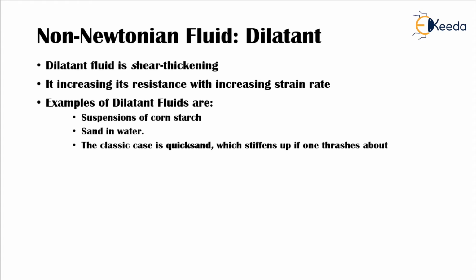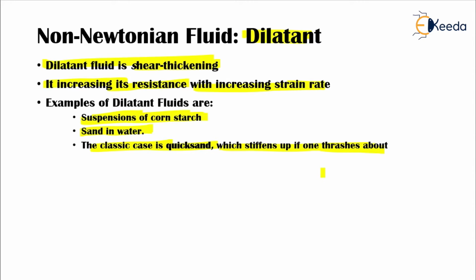Now, when it comes to non-Newtonian fluid, the first fluid we are going to observe is dilatant fluid. Dilatant fluid is shear thickening fluid. That means it increases its resistance with increasing strain rate. If we increase the strain rate, then it will increase its resistance. This is a very good example: the cornstarch. If we talk about a suspension of cornstarch, it will be a dilatant fluid, or sand in water, or the classic case is quicksand, which stiffens up if one thrashes about.